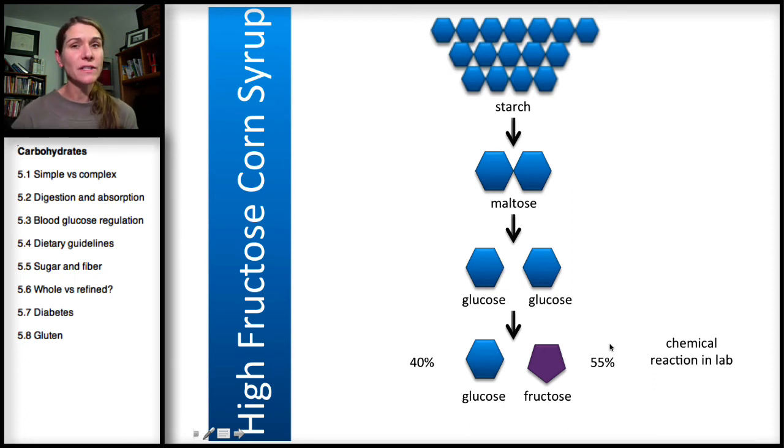So if you compare it to table sugar, you have 50% glucose and 50% fructose. With this one, you're going to have 40 or 45% glucose to 55% fructose. So it still is a higher fructose level, but it's not dramatically higher. So there is a problem with high fructose corn syrup. It has been causing problems.